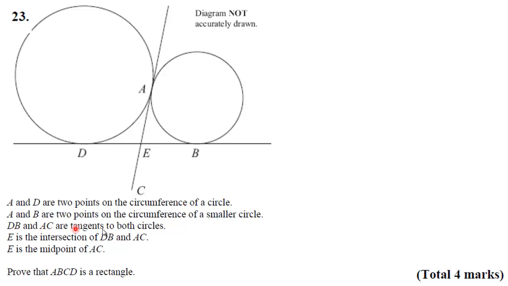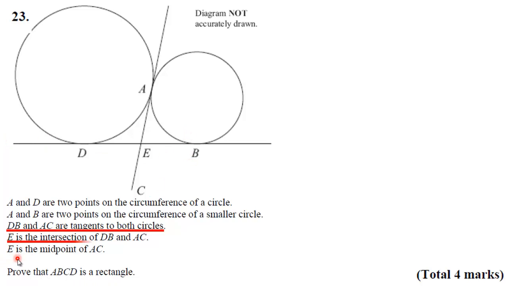DB and AC are tangents to both circles. That's pretty straightforward there. And E is the intersection of DB and AC. Intersection means where they meet, and we could actually see that E is where both the tangents meet.